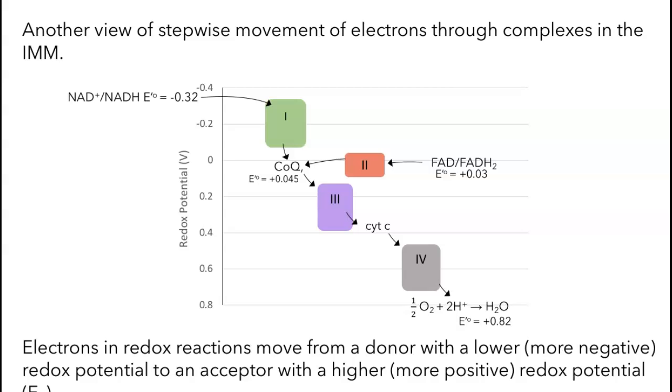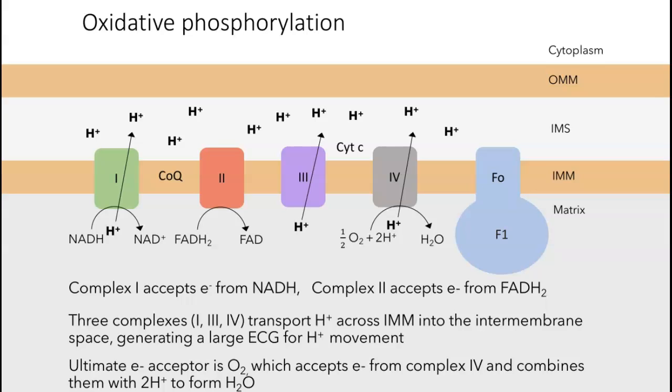Now this plot shows us something else. Whenever there's a big drop in the redox potential, that corresponds to a release of energy. And so you can see that there's quite a bit of energy associated with the movement of electrons through complex 1, complex 3, and complex 4. But the nearly horizontal line for FADH2 flowing through complex 2 means that there's very little energy released during that reaction.